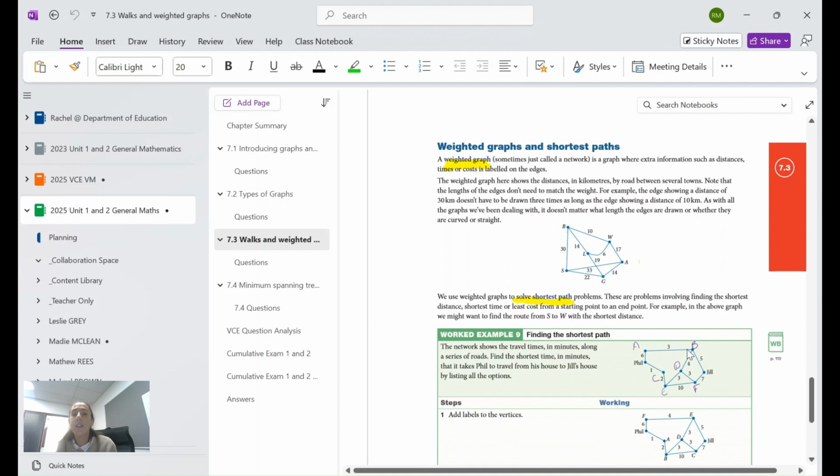Okay. Weighted graphs and shortest path. A weighted graph, sometimes called a network, has extra information on it, like distances, times, or costs. An example of this might be our towns and the roads that connect them. The towns would be the vertices and the roads are our edges, and we would have the distances on those edges. We use this information to solve a shortest path problem. So we want to find the shortest distance to get from B to G, for example. There are multiple different ways that we can do it, but we might want to find the shortest path because we haven't got a lot of time to be in the car.